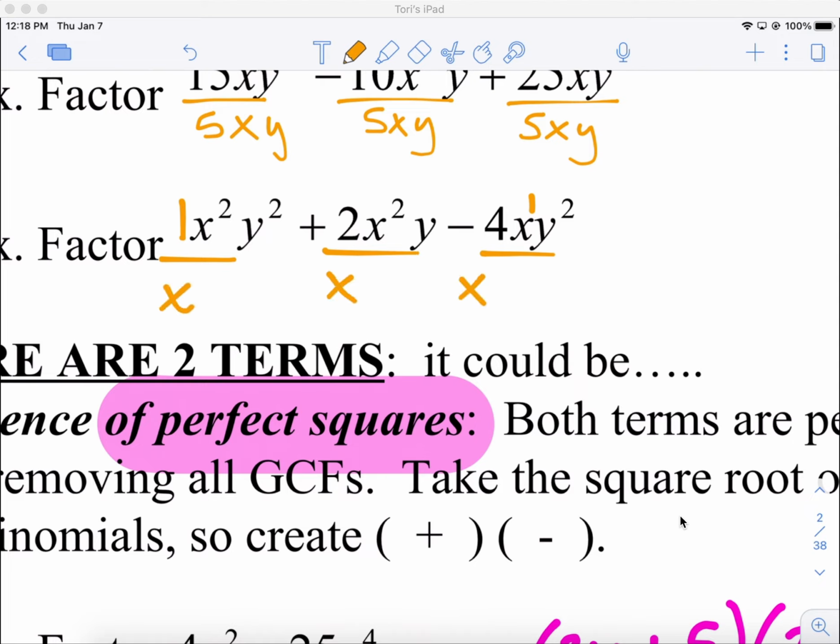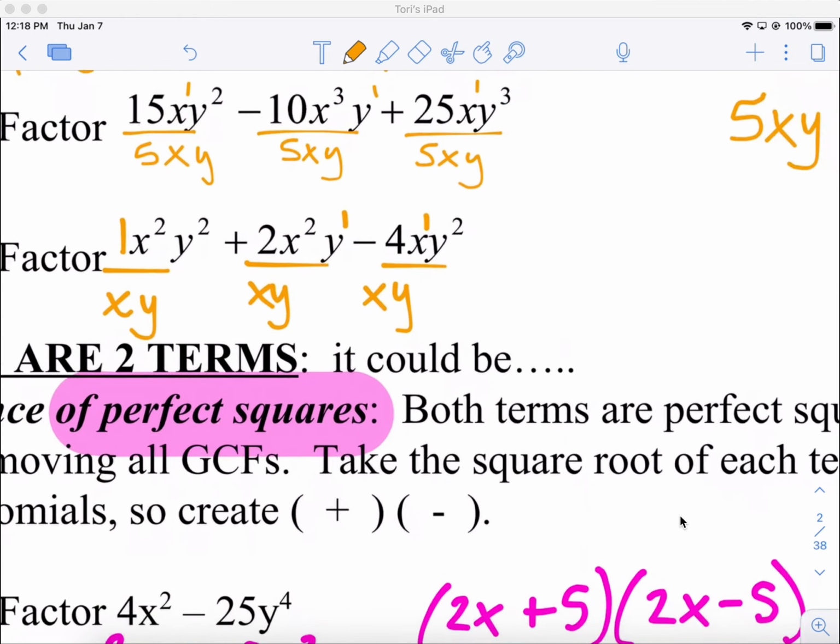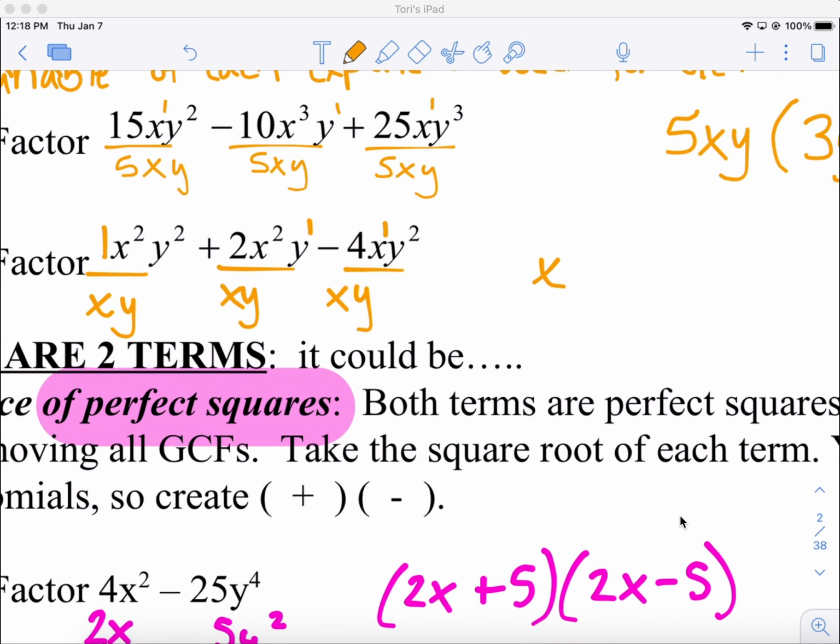For the y's, I have 2, 1, and 2. Lowest number is always what I take, so I only take one y. When I write that out, I put my GCF on the outside, x, y, and I divide to get the leftovers. So if I had 2 x's, took out 1, I have 1 left. Had 2 y's, took 1 out, have 1 left.